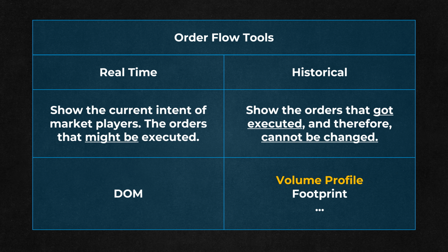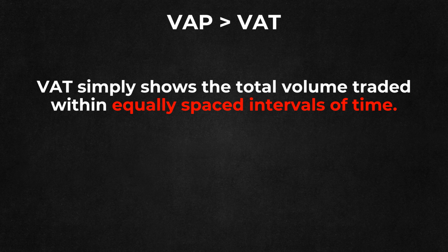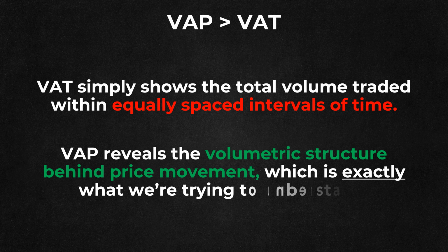The third reason is that volume at price is better than volume at time. Volume at time simply shows the total volume traded within equally spaced intervals of time. While this can be useful in certain situations, it's not the most effective way of analyzing volume activity. Volume at price, however, reveals the volumetric structure behind price movement, which is exactly what we're trying to understand.